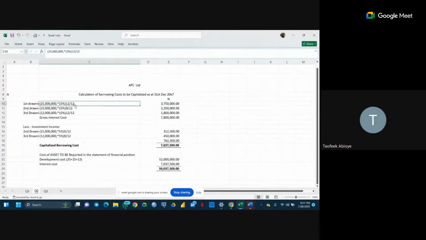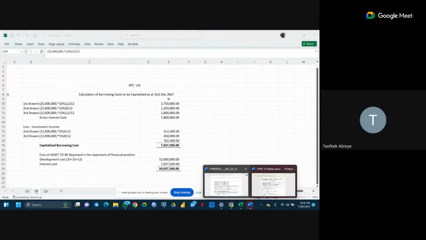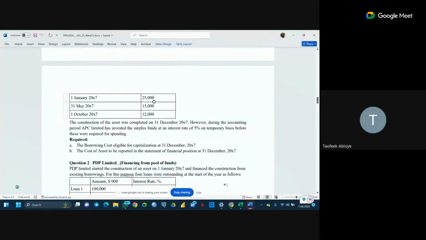So for the first withdrawal, we are going to charge our 15%, which is 15% multiplied by 25 million, for the 12 month period. Then our second withdrawal comes in as at 31st of May 20x7, when they withdraw 15 million. So we're going to charge our 15% on this 15 million too.